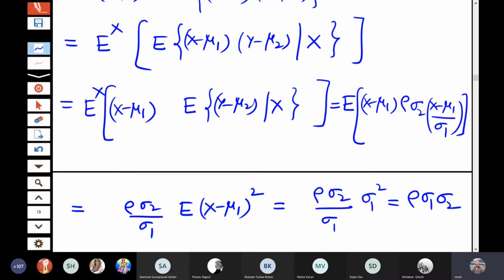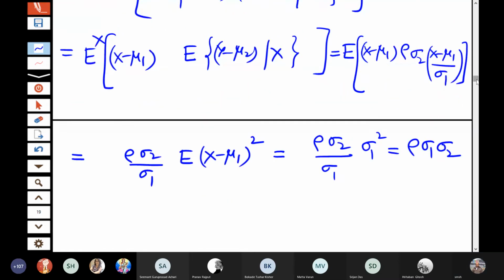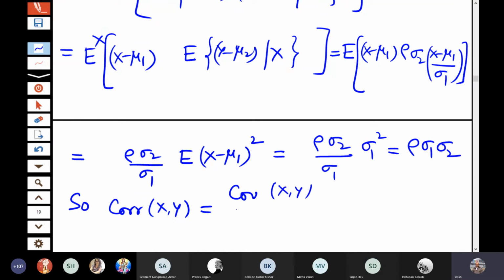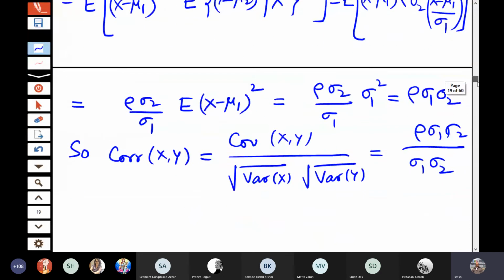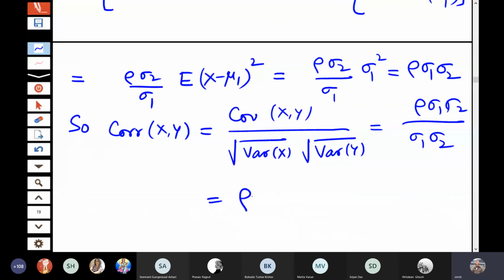So you can calculate the coefficient of correlation straight away from here. The correlation between x and y is the covariance between x and y divided by the square root of the variance of x and the square root of the variance of y, that is rho sigma 1 sigma 2 divided by sigma 1 sigma 2. That is equal to rho.